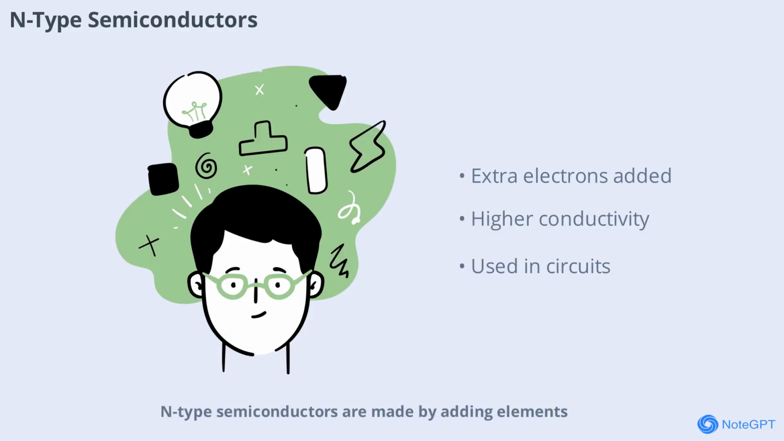N-type semiconductors are made by adding elements with more electrons than the host material. For example, adding phosphorus to silicon introduces extra electrons which can easily move to the conduction band. These free electrons increase the material's conductivity. The band gap remains the same, but the number of charge carriers increases, making N-type semiconductors essential for building electronic circuits.